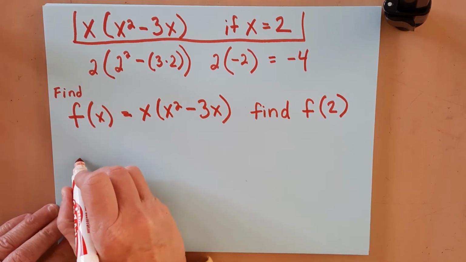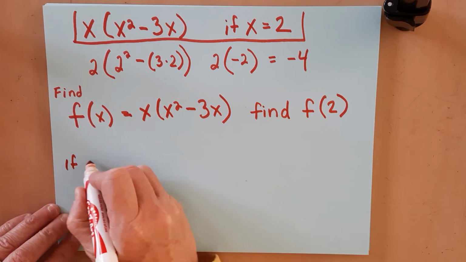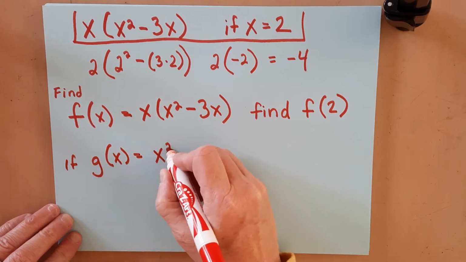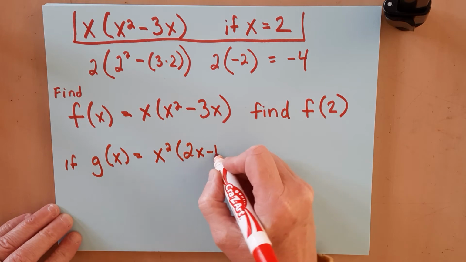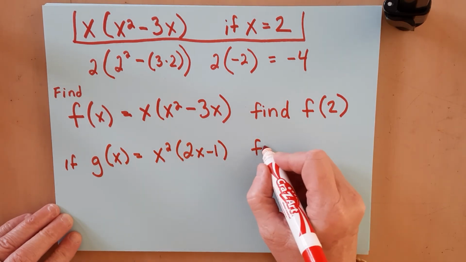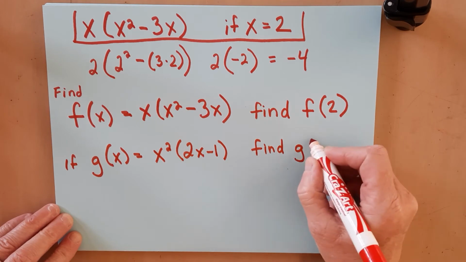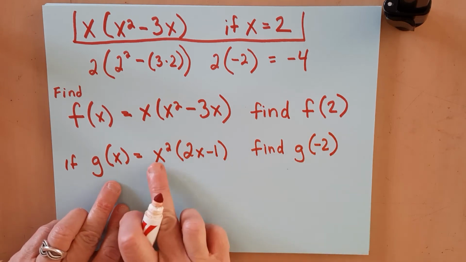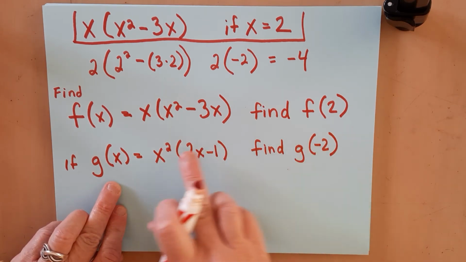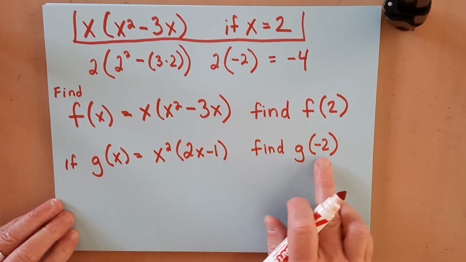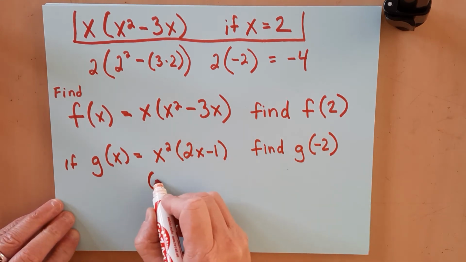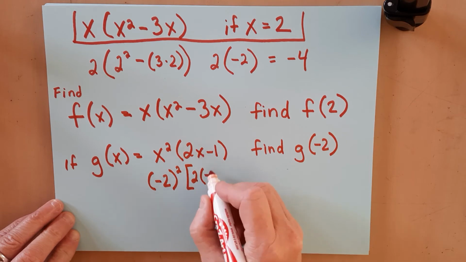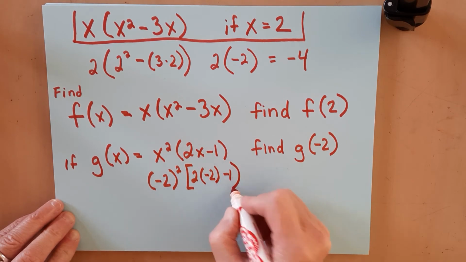So it could look like this: if g of x equals x squared times 2x minus 1, and then they might say find g of negative 2. Again, all they're asking you to do is to every place that there is an x over here, put a negative 2 in instead, and then find out what that equals. So right here, we would put a negative 2 in for this x, then we would put a negative 2 in for that x, and then we would find the answer.